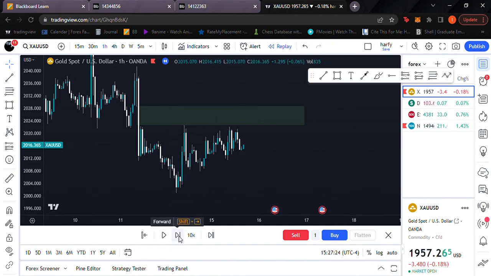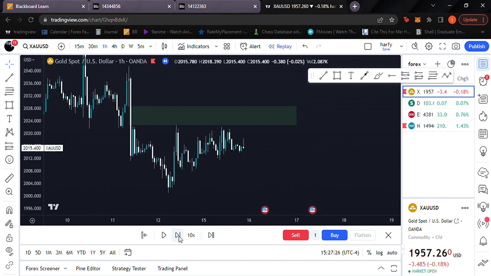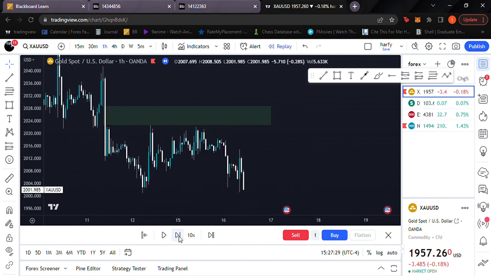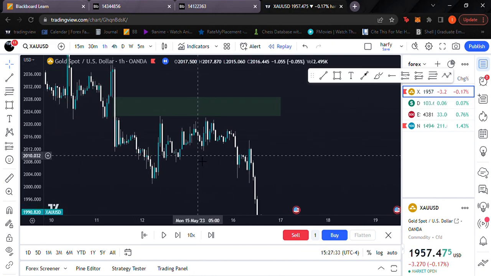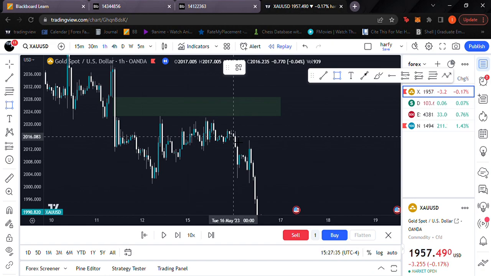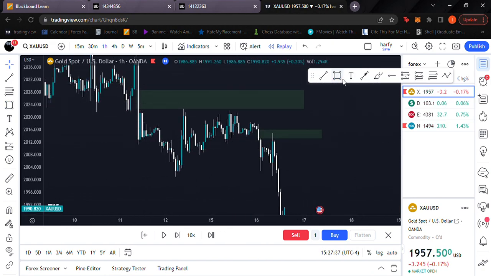If we move forward on the candles, you can see price didn't return back to these areas. On the smaller time frames, you can see that price did in fact return to these areas.